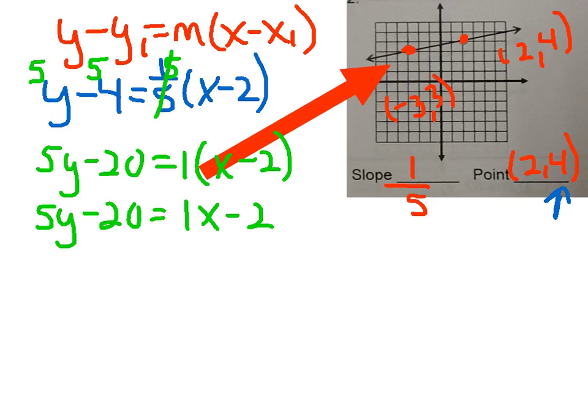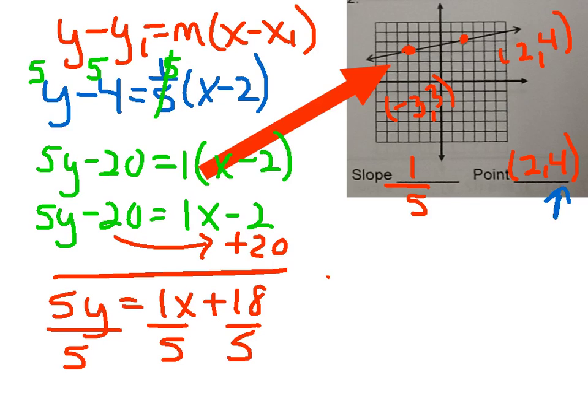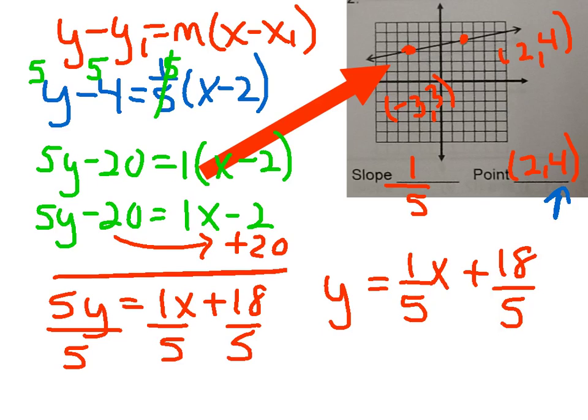Okay, I think you know what to do at this point because you guys are really good at this. You're going to move that 20 over by adding that. Alrighty, and we're going to have 5y equals 1x plus 18, and then divide through by 5. Okay, so my final equation is y equals 1 over 5x, which is my slope, plus 18/5. Now, it's kind of funky because you know that this is your y-intercept. But if I take a second and I look at that graph, 18/5 is equal to about 3 3/5.